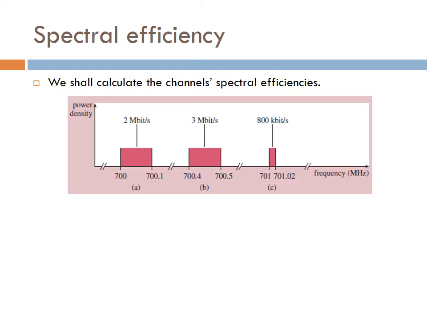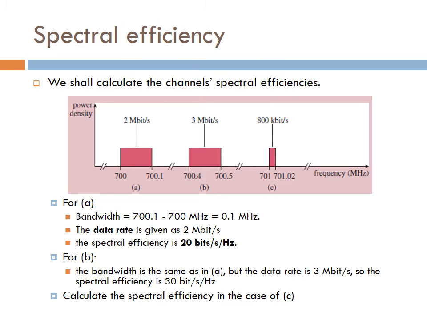800 kilobits per second divided by 0.02 megahertz. To have a correct division, we should transform the frequency band into kilohertz, because we have kilobits per second in the numerator. So we'll have 800 divided by 20. It's equal to 40 bits per second per hertz.